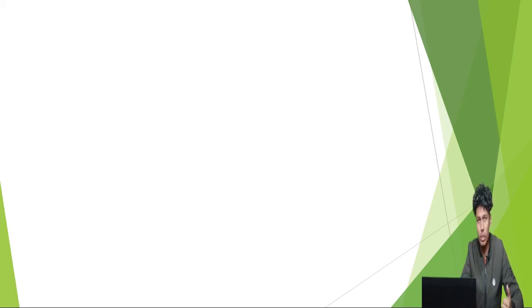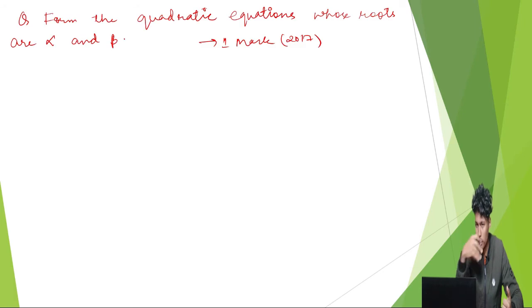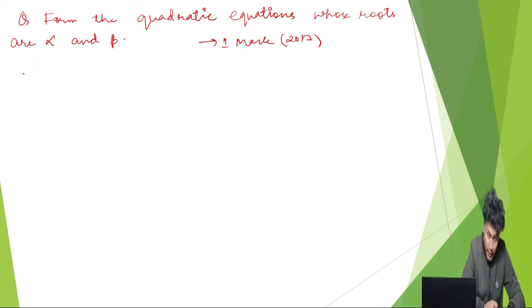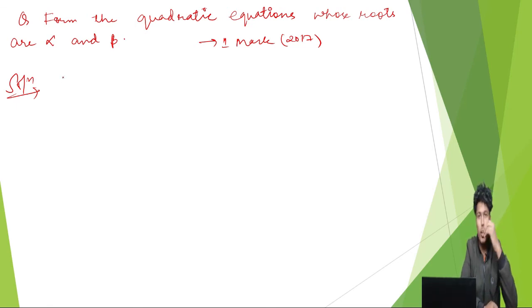We don't have any more questions related to this. So, the quadratic equation whose roots are alpha and beta. We are going to form the quadratic equation whose roots are alpha and beta. Let us do it directly. Let me not complicate anything. Solution. Alpha and beta, we need to form the quadratic equation. We do not know the quadratic equation, so let us assume one.